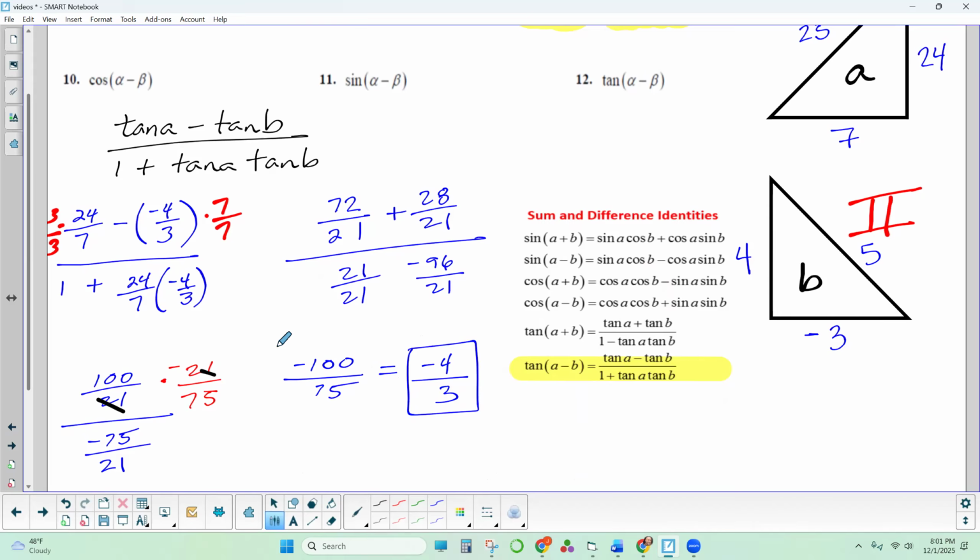So again, we are evaluating exact trig values when angles are not given. By using these clues that are given to begin with, we're evaluating using our sum and difference identities.